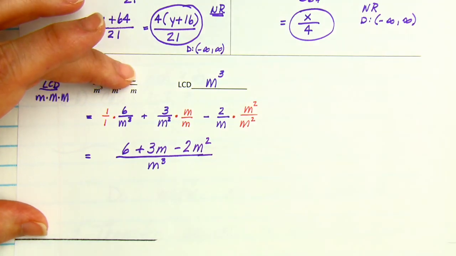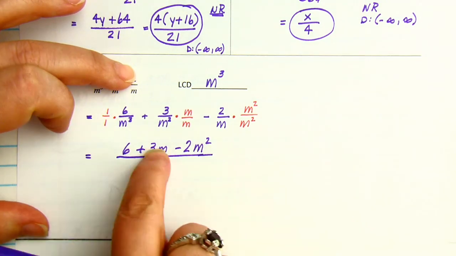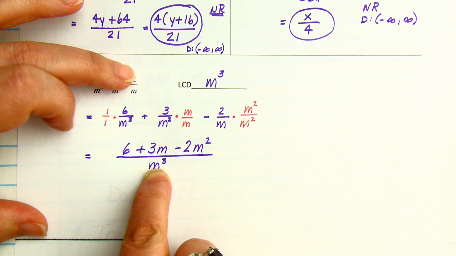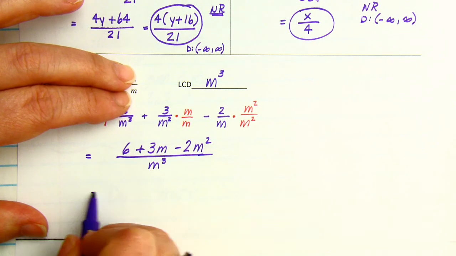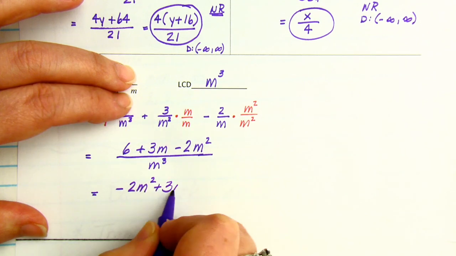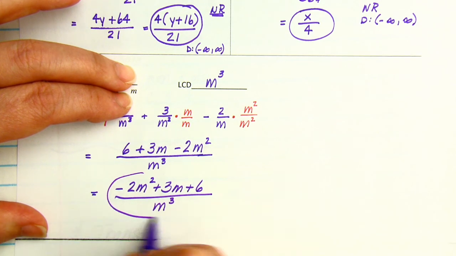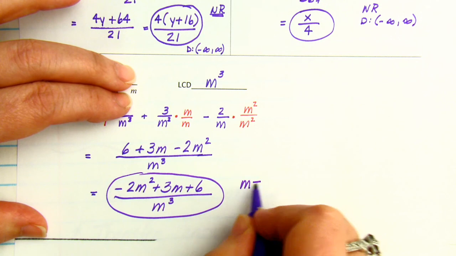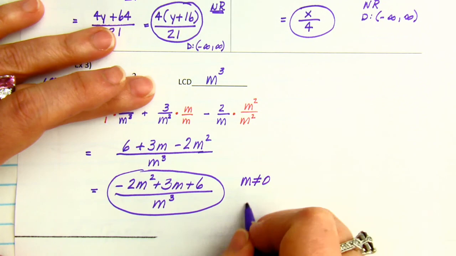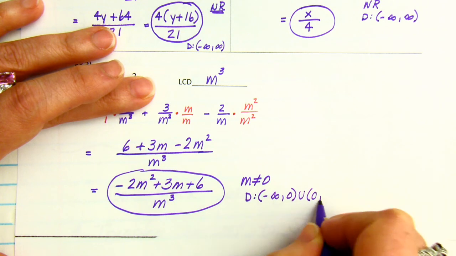The only thing left to do is decide, does this have any common factors to divide out? Well, no, they don't all have an m. That's the only thing I would be able to divide out anyway, because there's only m's in the bottom. But we should rearrange this in order of descending powers. Negative 2m squared plus 3m plus 6 all over m cubed. Now notice m cannot equal 0. It's in the denominator. And so my domain is negative infinity to 0 in union with 0 to infinity.